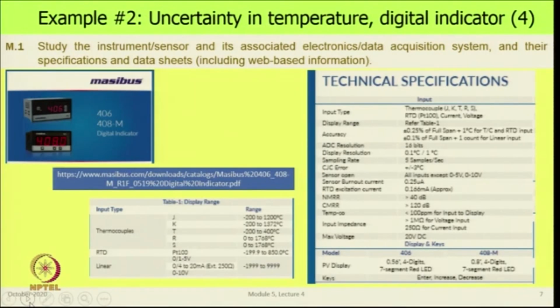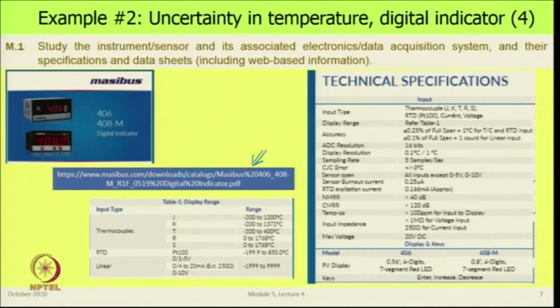Now, let us look at the other part of the device, that we take that connector, we saw that it ended up in a wire. That wire can be connected to an indicator, and so this is one example of an indicator here. The website from which this is taken is over here, and I am using this for illustration only. So, it gives the technical specifications here.